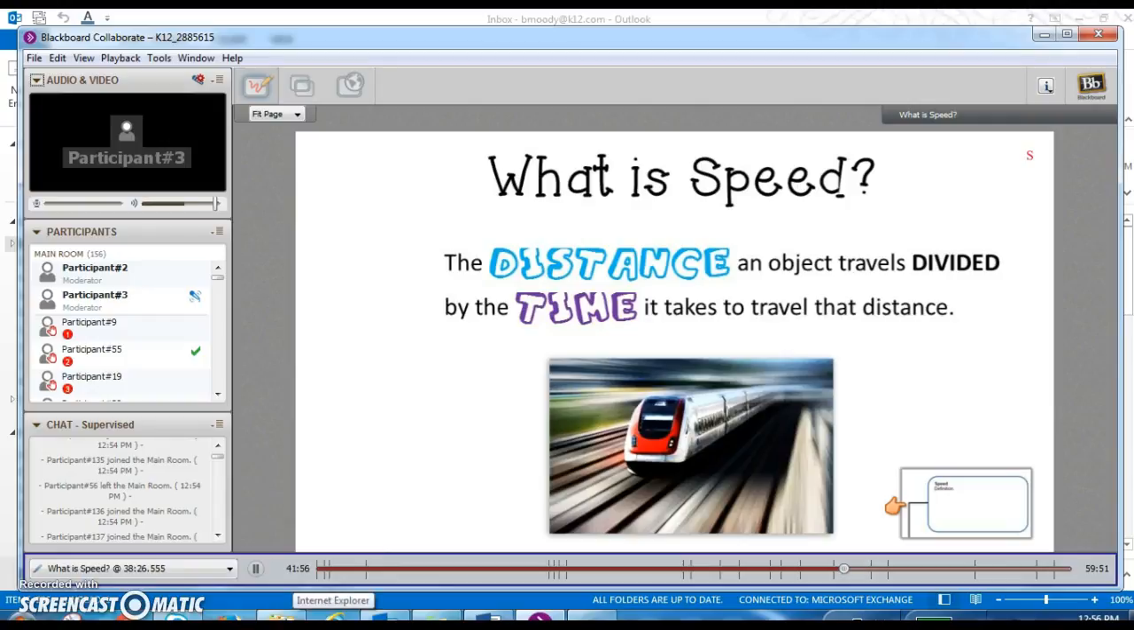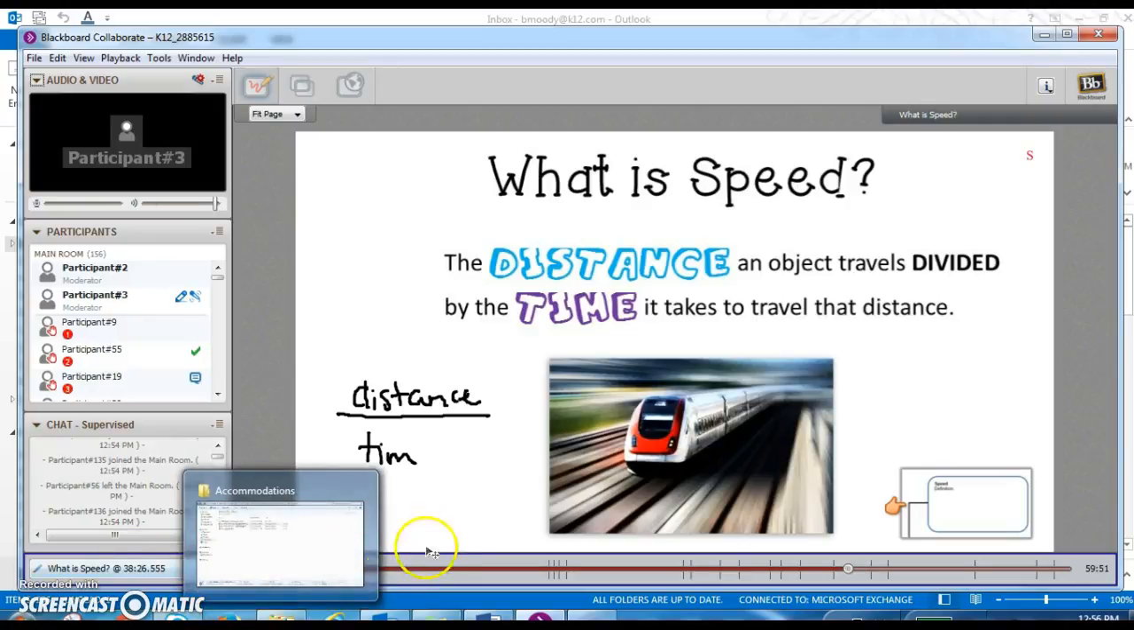Yeah, nice, Alexandria. So what's going to go on top? What do you guys think is going to go on top? The distance an object traveled divided by the time. Good. Distance. And you guys got it. So distance on top, what's going to go on the bottom? Good, Riley. Yeah, good, Haley. Time.